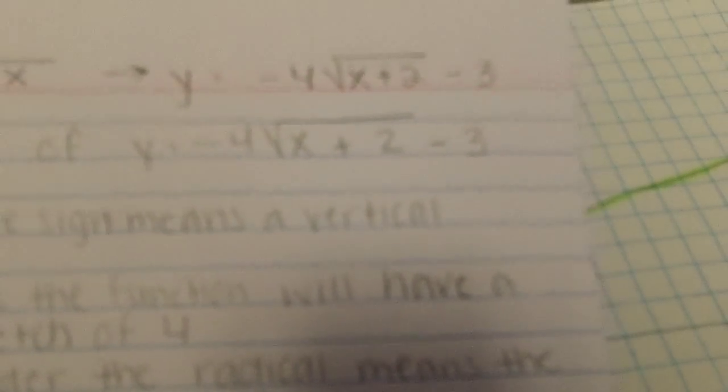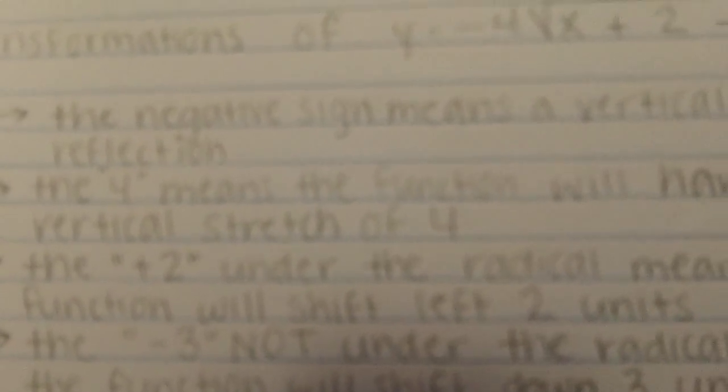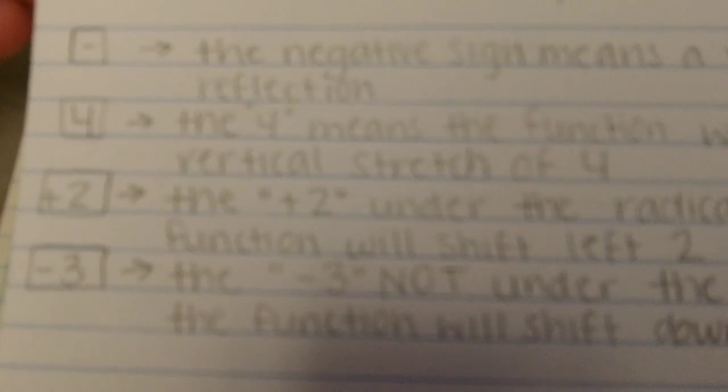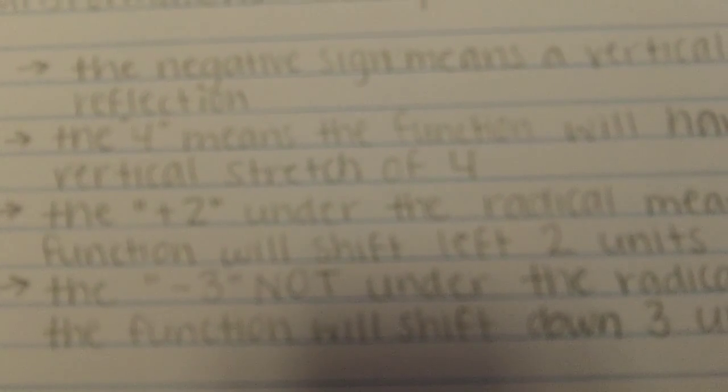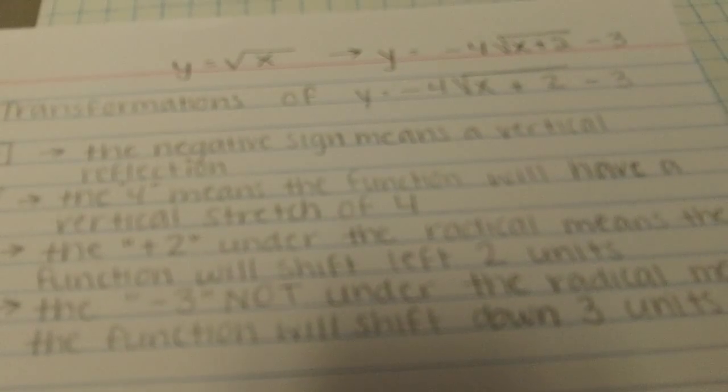So the transformations I decided to do to my function are this: y equals -4 radical x plus 2 minus 3. So let's look at the different types of transformations that I'm going to do and what happens. The negative sign means that a vertical reflection will occur to the function. First of all, the 4 that is in front of the radical means that the function will have a vertical stretch of 4 and that it will stretch or grow.